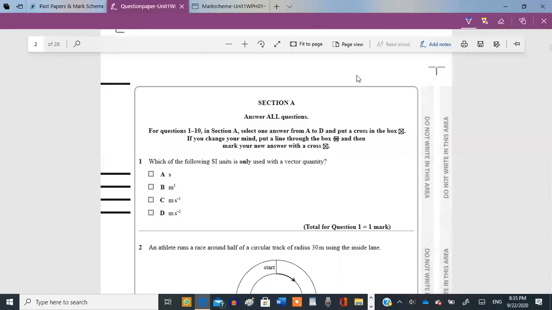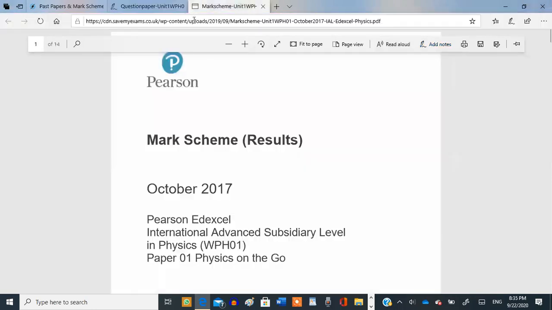All right. So this is October, November 2017, Unit 1 paper. Which of the following SI units is only used with a vector quantity? Meters per second squared. This is a unit of acceleration, and acceleration is only a vector quantity. It's not a scalar.